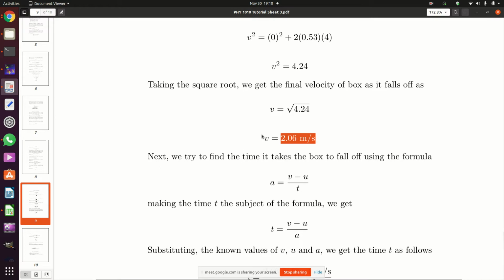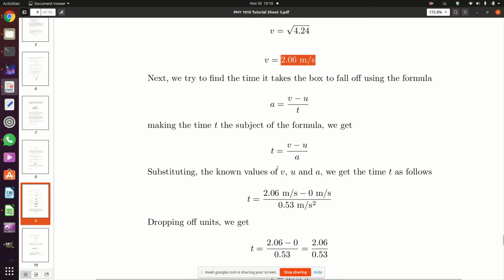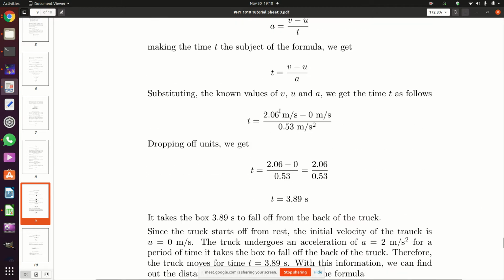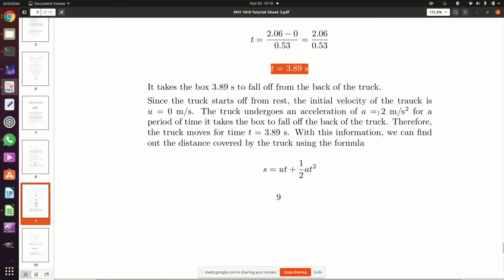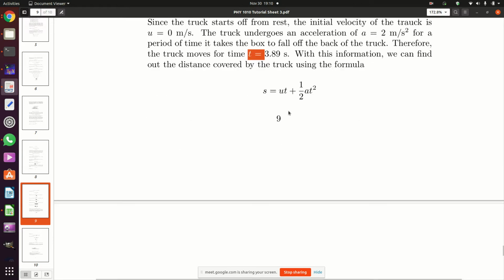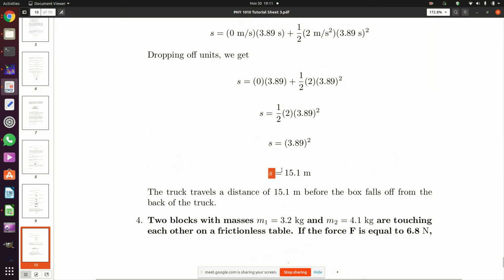Now that we knew the final velocity, the initial velocity, and the distance covered, we were able to work out how much time it would take the box to fall off. That's how we ended up with a time of 3.89 seconds. In this 3.89 seconds, the truck covered some distance. The truck underwent an acceleration of 0.2 meters per second squared, starting from rest, so its initial velocity was 0, and it took 3.89 seconds. We use this information with this formula to predict how much distance the truck is going to cover. So the truck is going to cover a distance of 15.1, or roughly 15 meters.